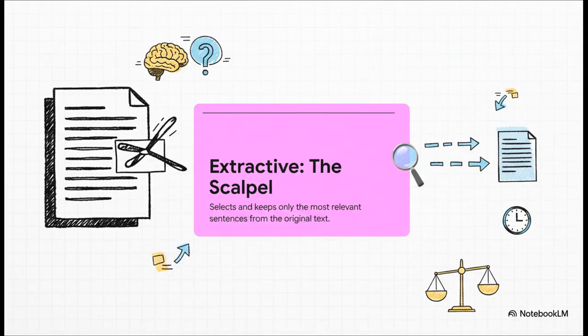First up, we've got the extractive method. The best way to think about this one is like a surgical scalpel. It goes through your documents and, based on what's relevant to the query, it just precisely cuts out and keeps the most important sentences. The key thing to remember is it's not writing anything new, it's just selecting the best bits of what's already there.